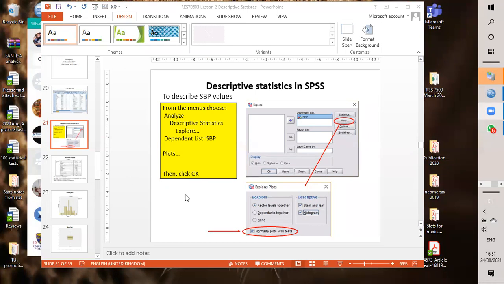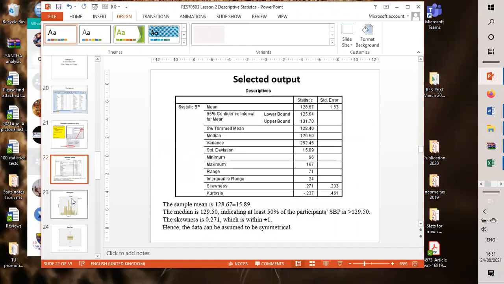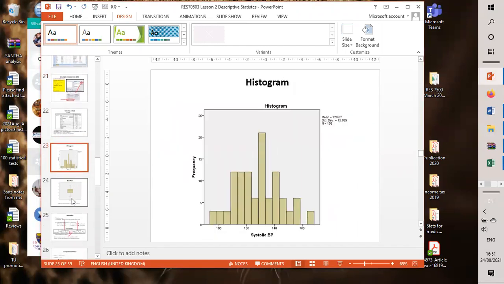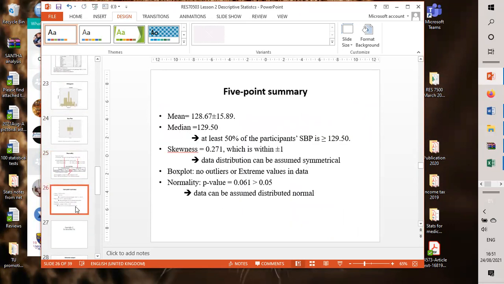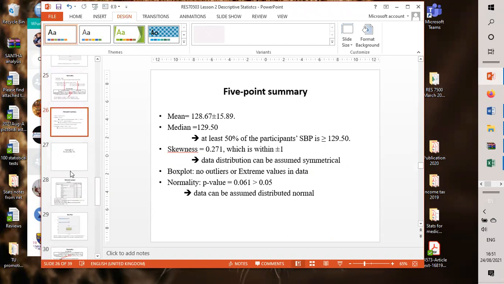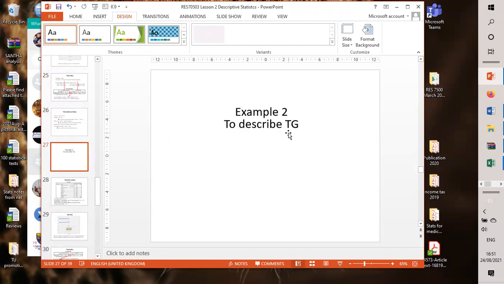Okay, are you done? First one? Those of you who don't have it, it's not working, just observe. Complete number 1? Yes. All right. You can see all that. Okay, do number 2. So that's your summary. Number 2 is TG, triglyceride.